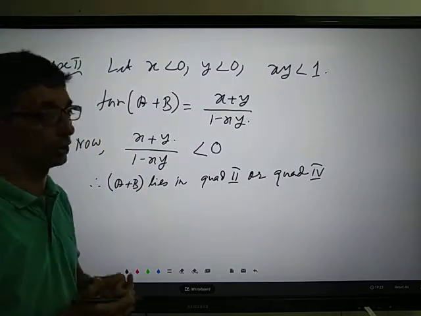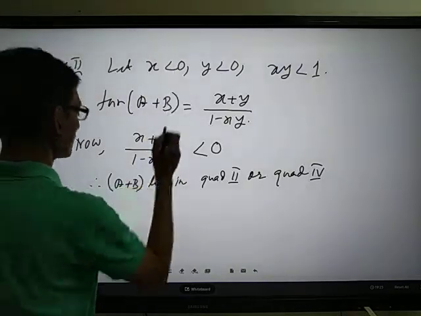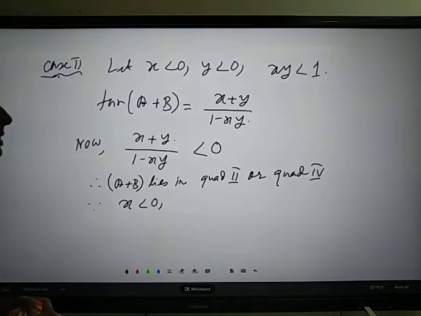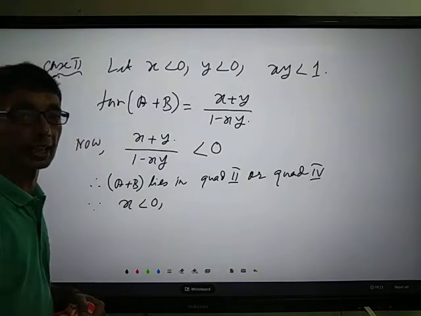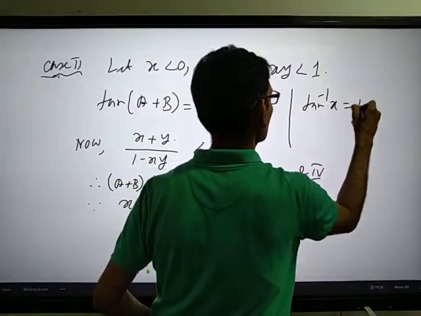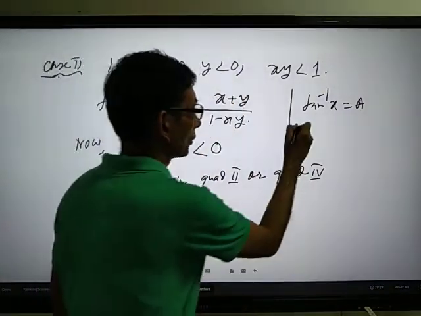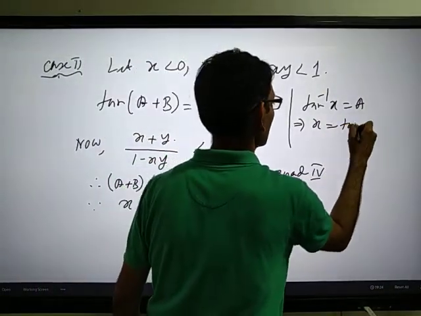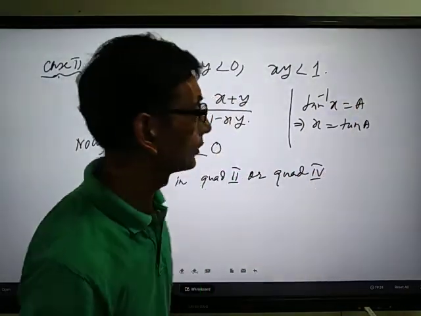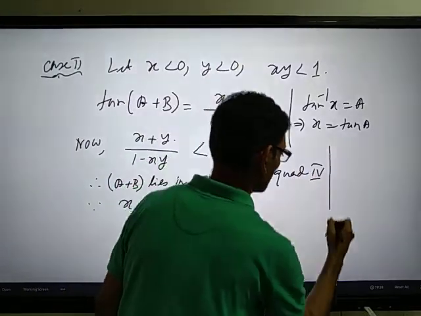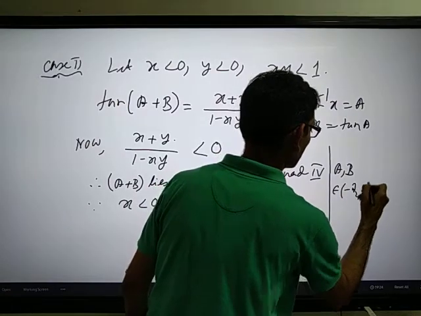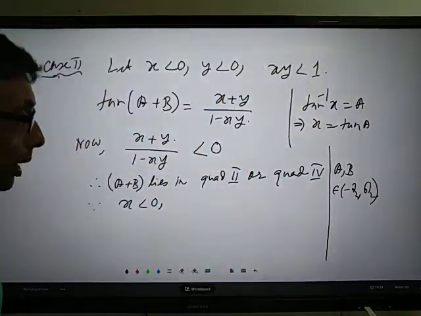Now, most important, the value of a plus b. Just see here, x is less than 0. Since x is less than 0, where does A lie? We have taken tan inverse x is equal to A, therefore x is equal to tan A. And because we have taken tan inverse x equal to A, where does A lie? Already we have mentioned in the previous proof, you remember that A always belongs to minus pi by 2 to pi by 2.